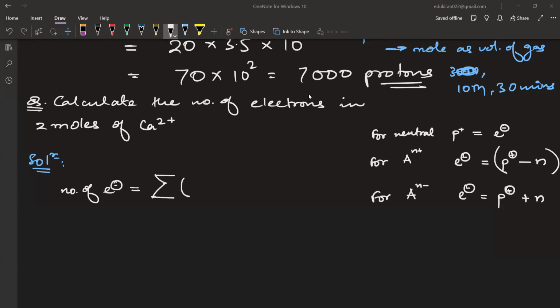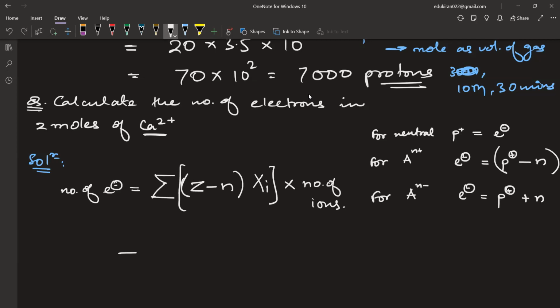Okay. Now, whenever we have to calculate the number of electrons for an ion, for cations, what are we going to do? We are going to write whatever the number of protons is. That means we have to write Z minus n. What is n? n is the charge here. Okay. And then we will multiply it by chi i into the number of ions.